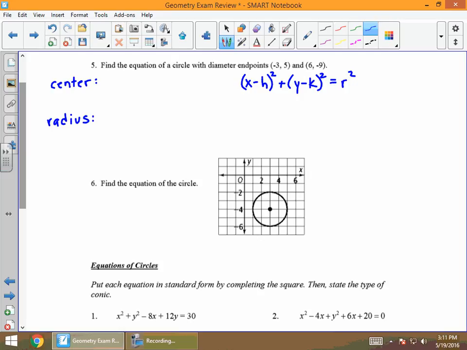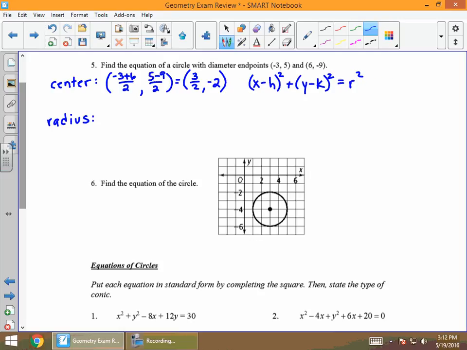So this is going to be a midpoint here. The midpoint is going to be add my x's and divide by 2. So -3 plus 6 divided by 2, and add my y's, 5 plus -9 divided by 2. Negative 3 plus 6 is 3 over 2. And 5 minus 9 is negative 4, divided by 2 is negative 2. All right. So that's my midpoint.